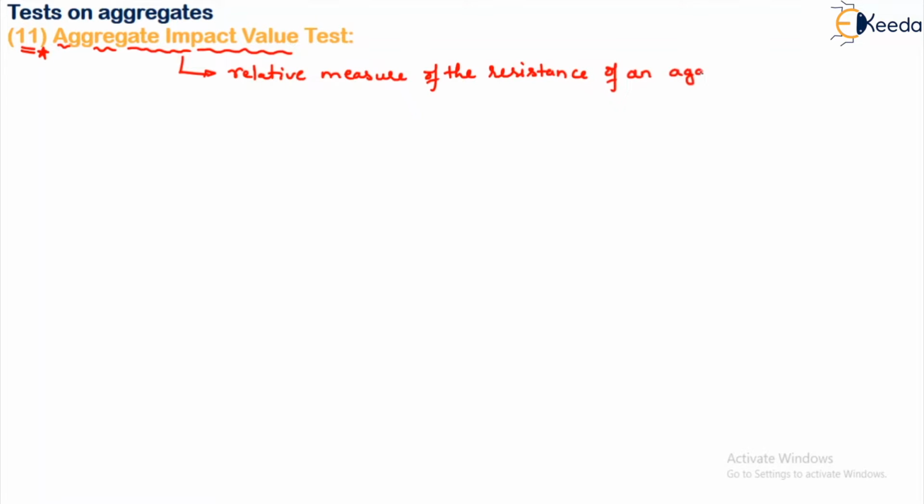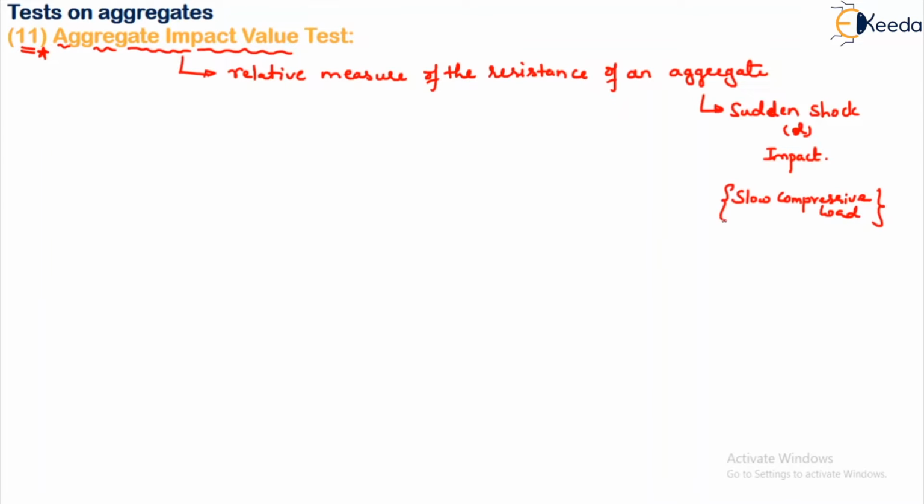Now before getting into the test, you have to understand what the aggregate impact value is. This is generally the relative measure of the resistance of an aggregate either to a sudden shock or impact. For some aggregates, this is also the resistance to a slow compressive load, but for very, very few aggregates.